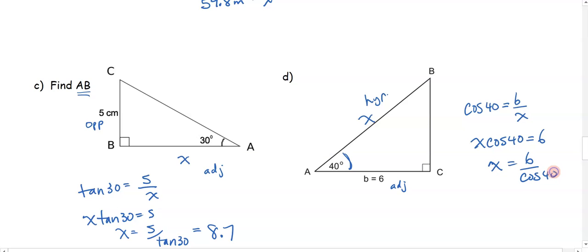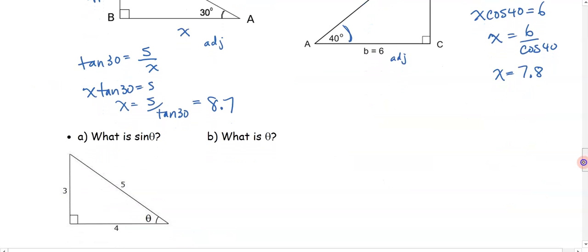And now we pick up our calculator once we're done writing out all the algebraic steps. And we type in cos 40, 6 divided by cos 40, and we should get x to be 7.8 units long. All right, so that's finding a side, that's finding an angle, nothing new except we had to know how to label it in order to know if we're using cos, sine, or tangent.